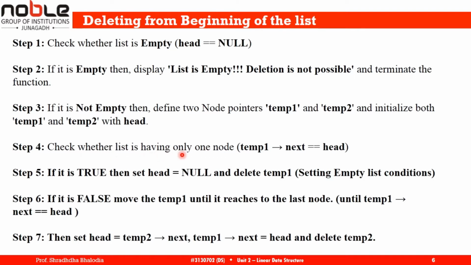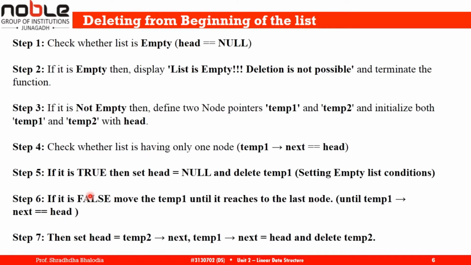Check whether the list has only one node. If it is not empty, then check whether the list has only one element. How can we check? This is the circular linked list. By using the condition temporary 1's next is equal to head, we can say the list has only one node. If the list has only one node and we are deleting that particular node, then the list becomes empty again. So if this is true, then set head equal to null and delete temporary 1. It means setting the empty condition.